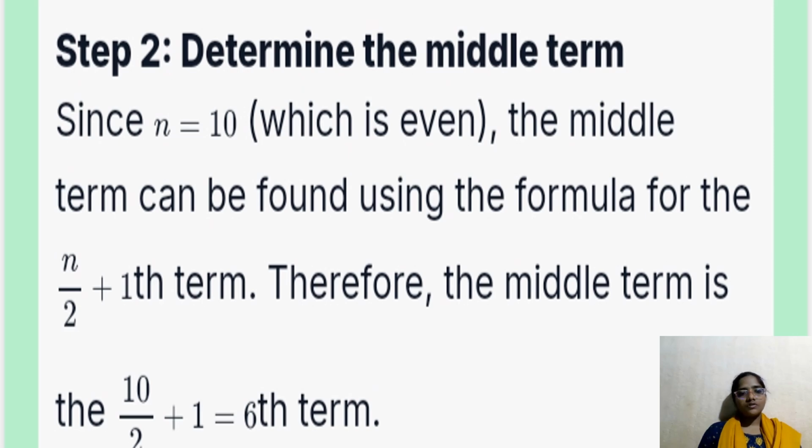Since n equals 10, which is even, the middle term can be found using the formula for the (n by 2 plus 1)th term. Therefore, the middle term is 10 by 2 plus 1. 10 by 2 means 5, 5 plus 1 equals 6. The middle term of this solution is the 6th term.